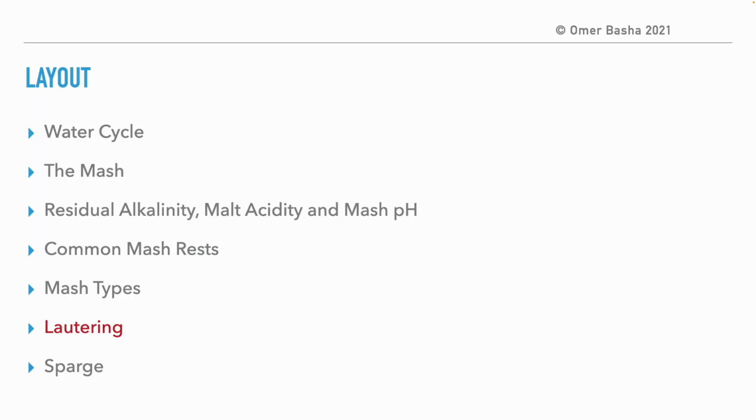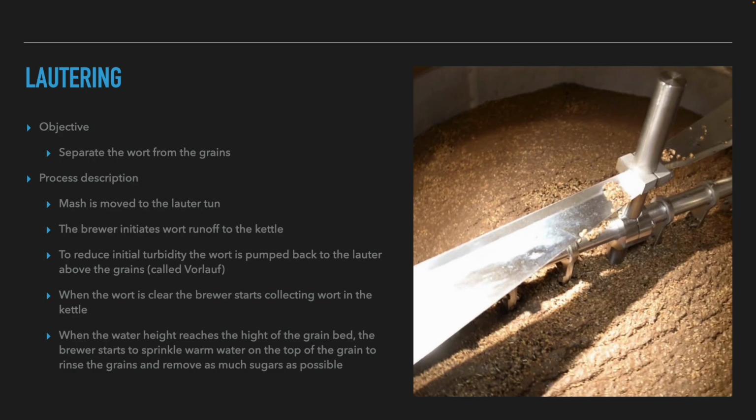Now, after talking about mashing methods, let's move on to lautering, or separating the wort from the grains. Lautering is the name of the process of separating the wort from the grains. The process is done as follows. The mash is moved into the lauter tun. Then, the brewer initiates the wort runoff to the kettle.